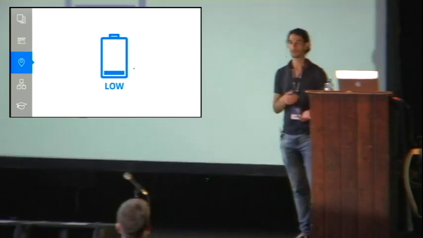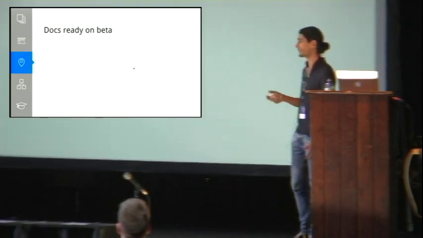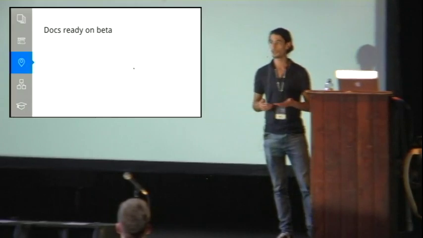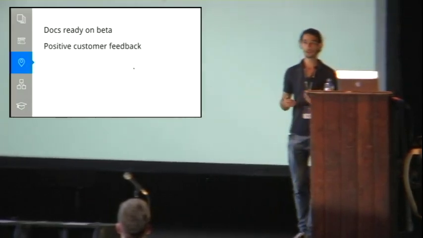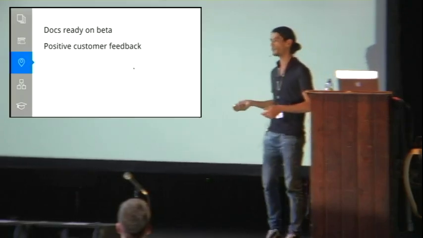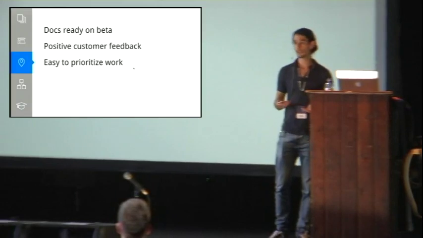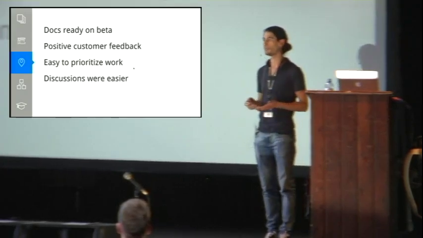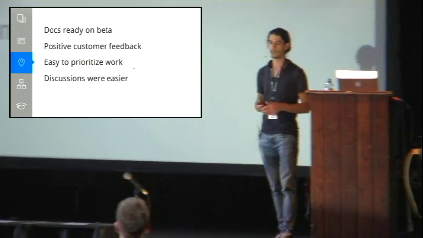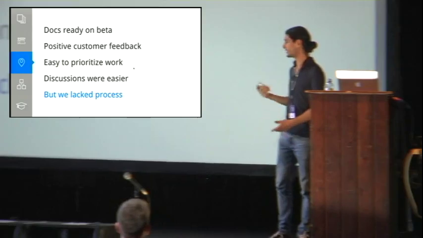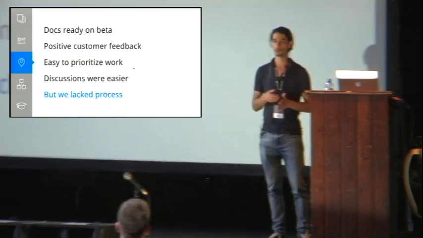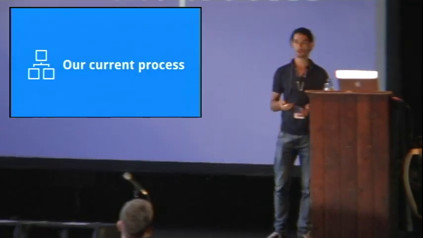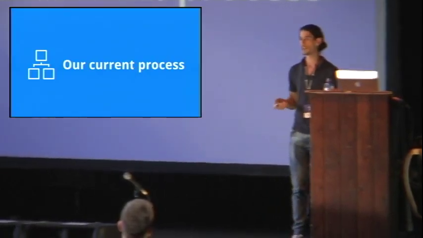So let me share with you what we think are the positive sides of the change. This was the first time in years that we had documentation ready during a beta, which is kind of awesome. We have also had some positive customer feedback even during the beta program. As I said, the work ended up being easy to prioritize, and the discussions themselves had become easier, either internally or outside our team. And so by this time, what we really needed was a kind of process just to ensure that we were able to deliver with high quality and consistently throughout the times. So let me walk you through the process that we are using nowadays at OutSystems.